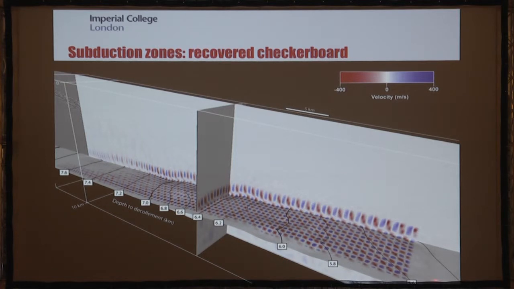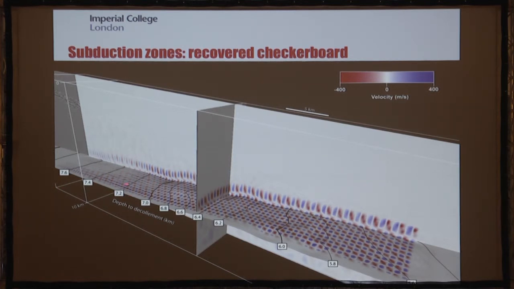And you can see we do recover the checkerboard along that surface. These numbers are depths. So this is 6 kilometers below the seabed, and then this is 7 kilometers below the seabed. And we can recover things down to about 7 kilometers, and then we start to run out of resolution, partly because now we've moved under the land surface and we've got no shots in this region.